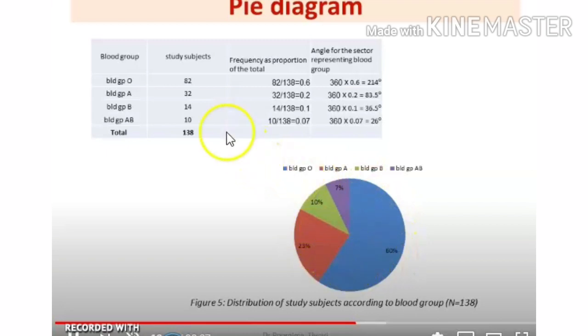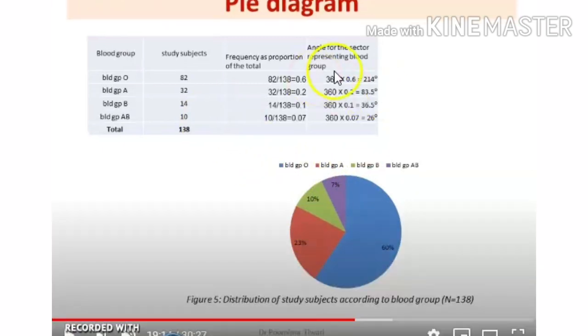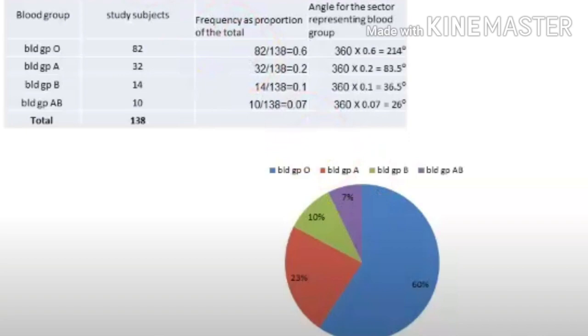and you will get the answer. When totaling these values the answer will be 360 degrees, and you can identify whether you have made any mistake in calculating it. If it's greater than that, the circular plotting will be wrong. So you can just plot it with the protractor, finish it, and send it to me. Hope you understood the pie diagram.